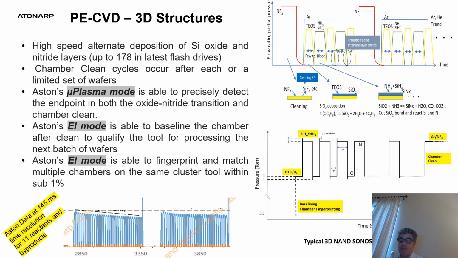In microplasma mode, ASTON is able to precisely detect the endpoint in both the oxide nitride transition as well as in chamber clean. In EI mode, ASTON is able to baseline the chamber after clean to qualify the tool for processing the next batch of wafers. In EI mode also, ASTON is able to fingerprint and match multiple chambers on the same cluster tool at sub 1% accuracy.